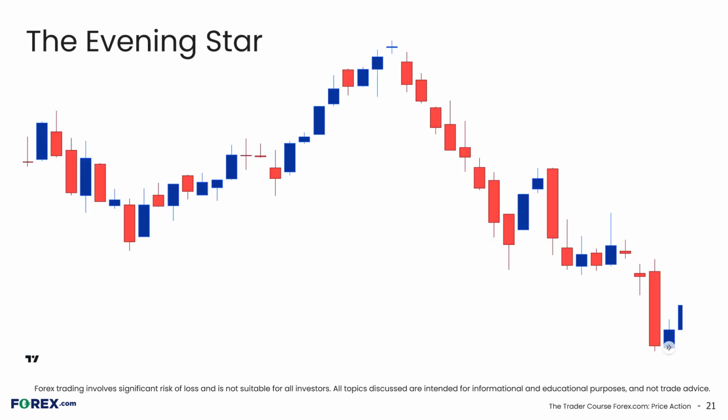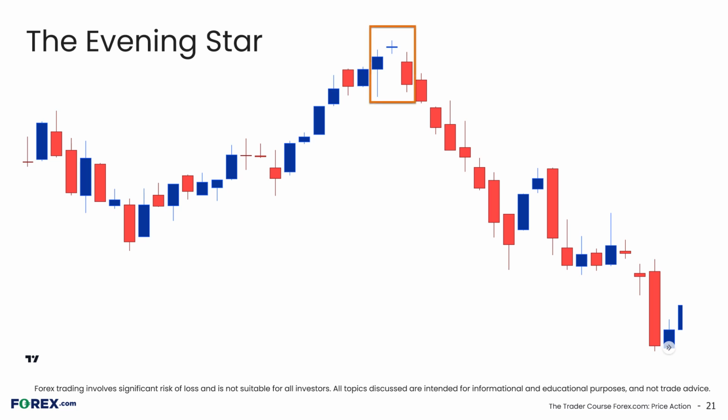This is a picture-perfect example of an evening star playing out, and this is pretty much best case scenario. On the left side of the chart, we can see a bullish trend continuing to push higher prices as the trend displayed continuation of both higher highs and higher lows.